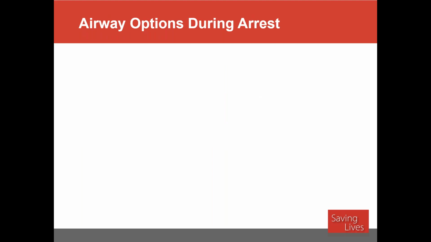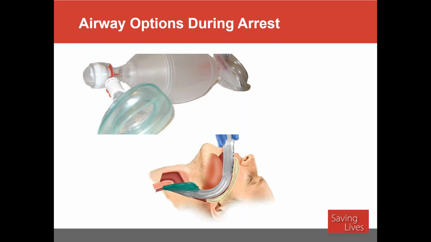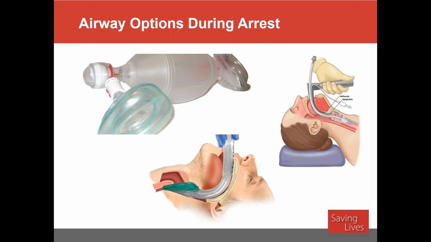All right, let's talk about airway options during arrest. Very commonly, we can use a bag valve mask with a ventilation bag. That's very commonly done in resuscitation events, both pre-hospital and hospital. Another option is we can place a subglottic airway, like the iGel or King Airway. There are a few different options there. And then finally, the third option is to actually intubate a patient during resuscitation.